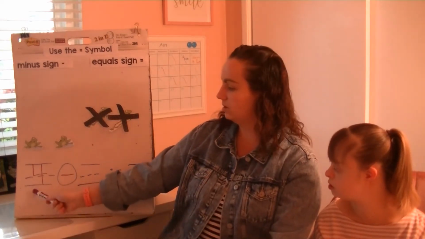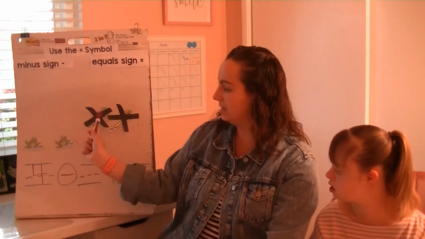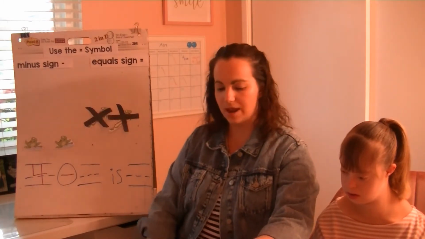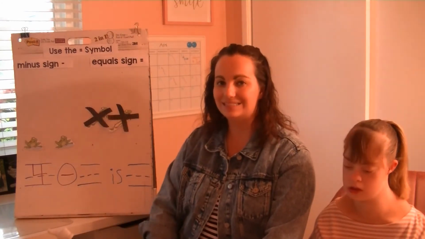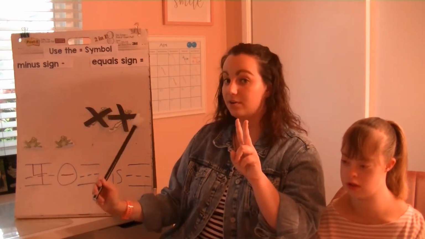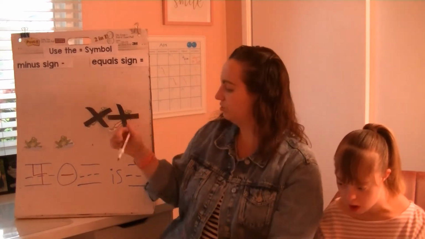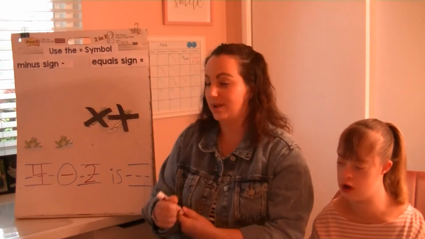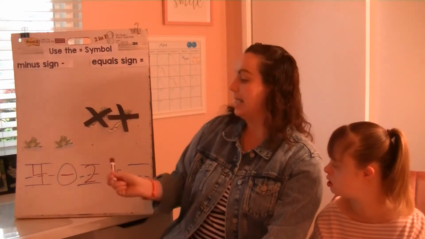We have 4, take away, or minus. How many are leaving the pond? Get ready, we're going to count how many. Ready, set, count with me. 1, 2. How many frogs are leaving? I think 2. So we write that 2 frogs are leaving right here. So we have 4, take away, 2 is.